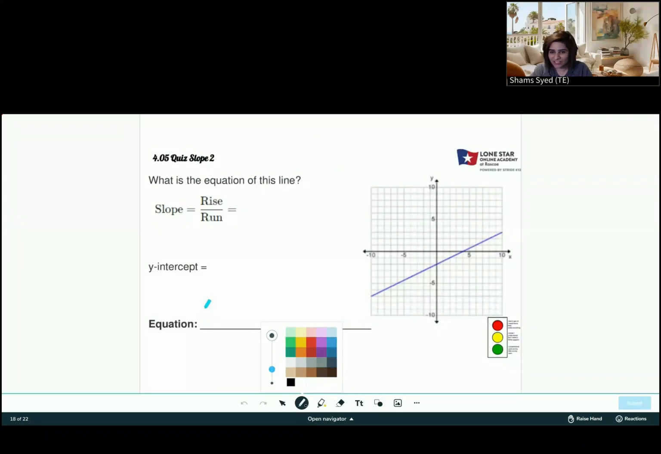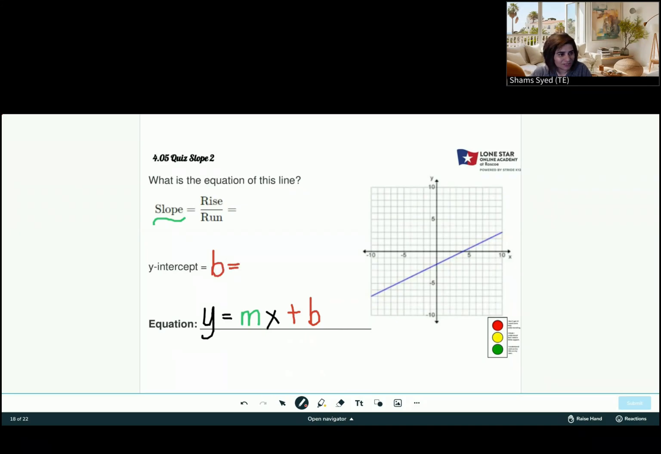Let's have a little sketch of our equation. Y equals m times x, m being our slope, x, and then there's going to be a plus or a minus b depending on the situation, and b is the y-intercept. Everybody please mark your y-intercept.